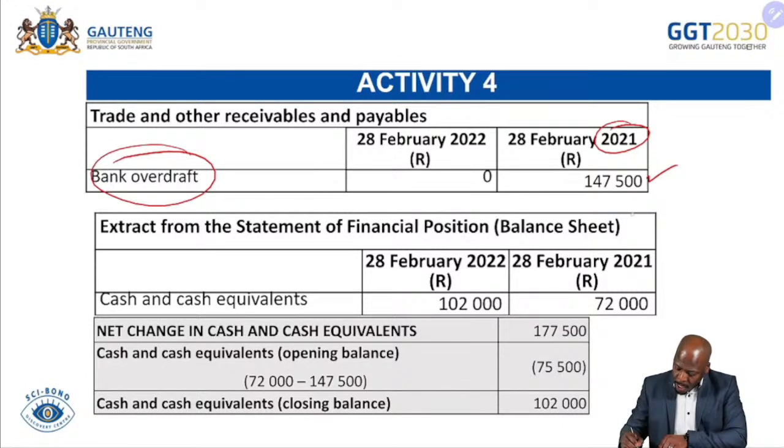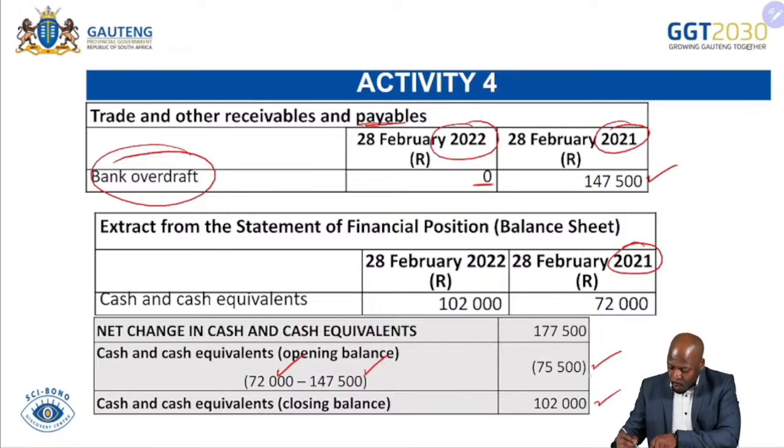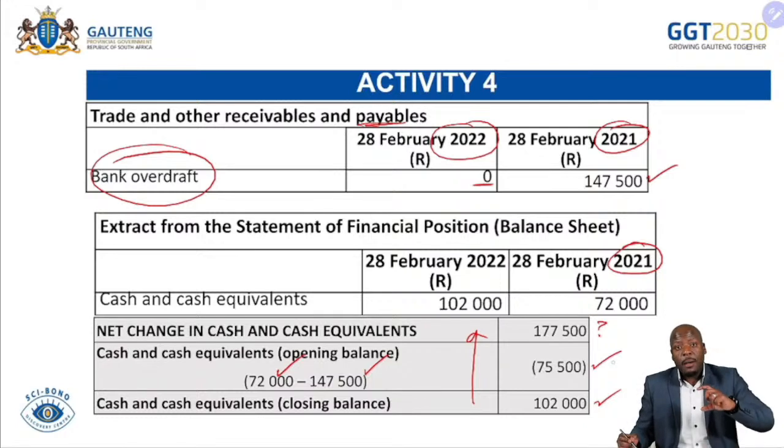So you would then say 2021. You would start off with your 72,000 here, then minus the 147. That is why you have a negative 75.5 here. And then you take your 2022 amount. There is nothing under the payables, so there is nothing here. You can see it's 0. And then under my assets, I have cash and cash equivalents of 102. Okay, so I'm now going to calculate going up because this is what we were supposed to calculate. So I've heard some of you say you can flip the signs, or when you go up, you subtract.